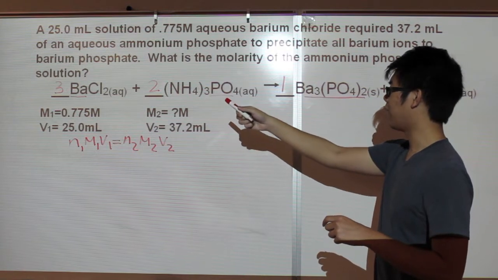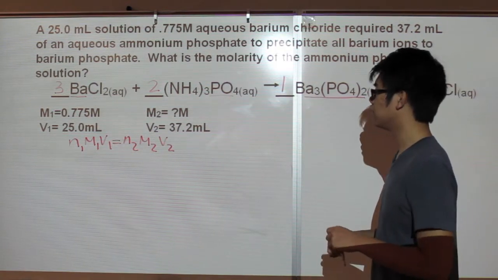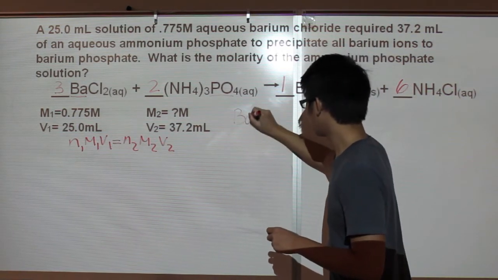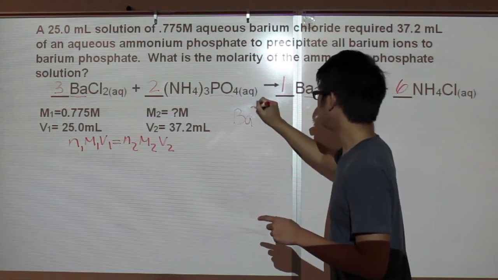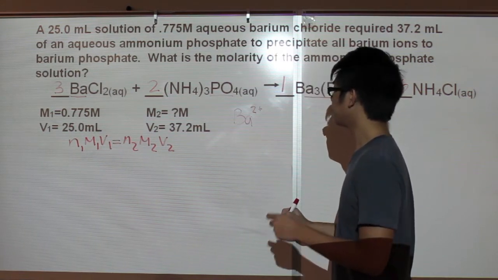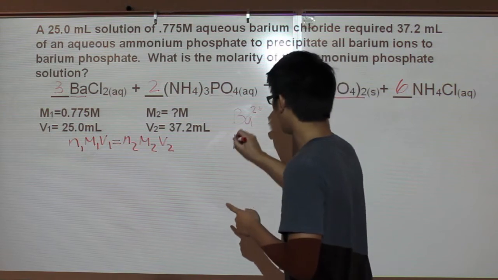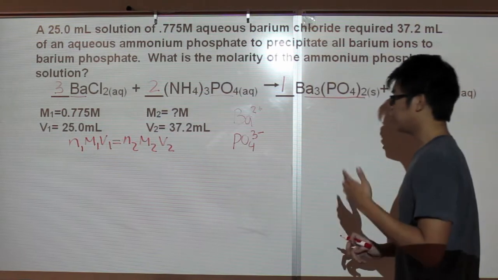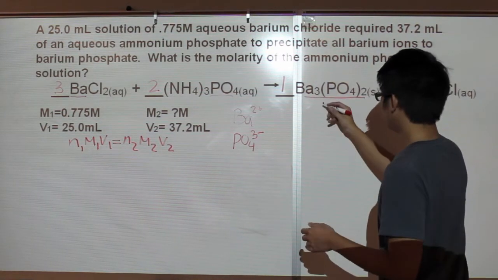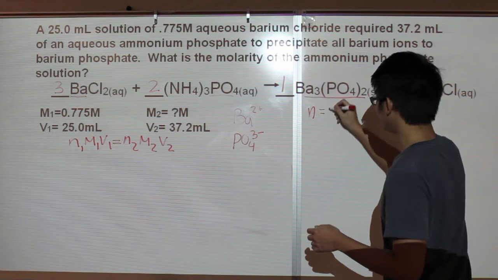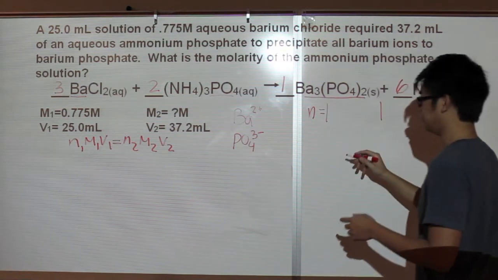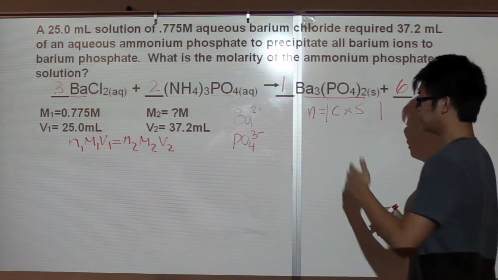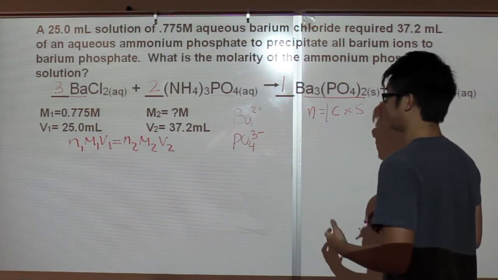So now that we have this, let's take a look at the charges. Let's take a look at the charge for barium, and let's take a look at the charge for phosphate. Barium has a charge of 2+. Phosphates, on the other hand, have a charge of 3-. So the equation is still the same to find N. N is equal to the absolute value of charge times subscript. Okay? So let's find N1 and let's find N2.